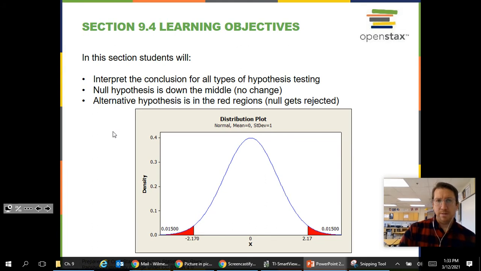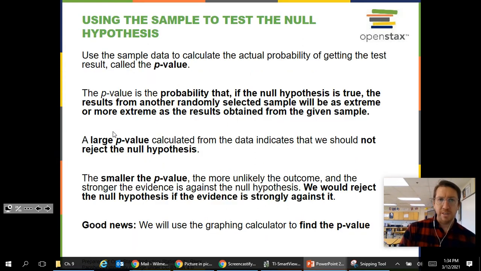So that's kind of what we're working on here. We want to know if we can reject that null hypothesis to accept the unlikely event, the alternative hypothesis. So to do that, we calculate the p-value, and the p-value is our probability. And so if the null hypothesis is true, the results from another randomly selected sample will be as extreme or more extreme as the results obtained from the given sample. A large p-value calculated indicates that we should not reject the null hypothesis.